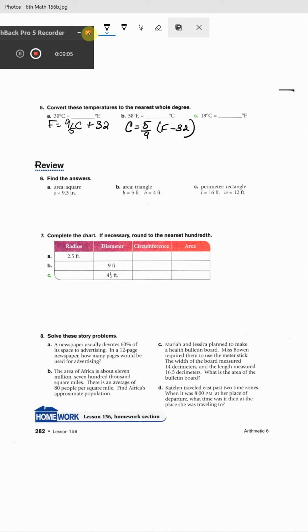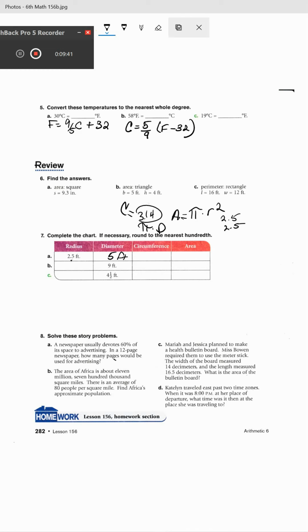Just remember, when you convert these, the radius is 2.5. Double that and you get 5 feet. So the circumference would be pi, which is 3.14, times the diameter. Area is pi times the radius squared. So you would do 2.5 times 2.5, and then times 3.14. All right, let's look at the story problems.